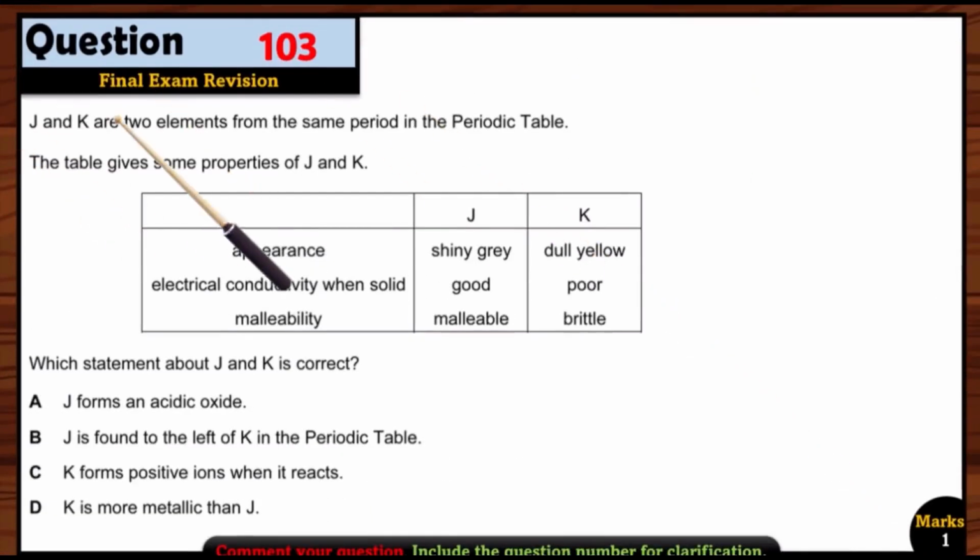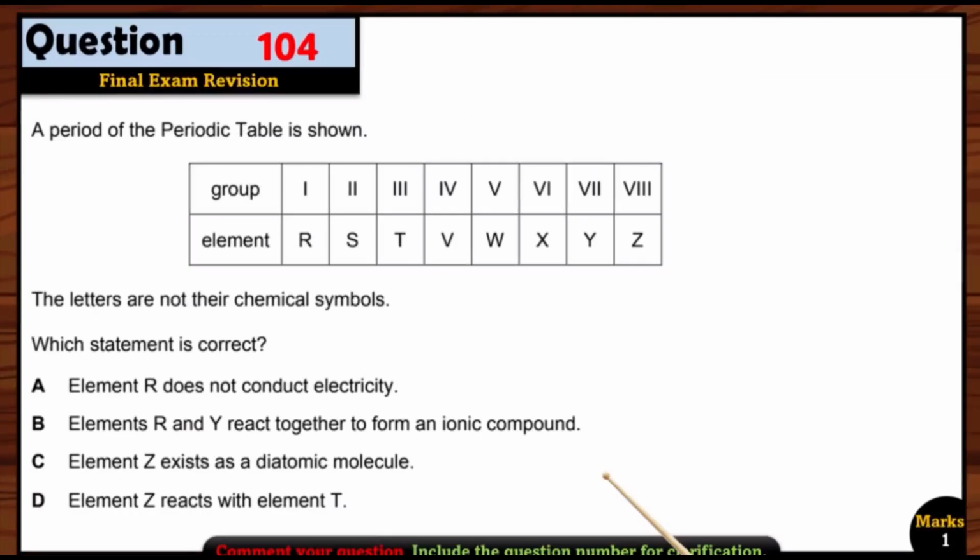Question 103. J and K are two elements from the same period in the periodic table. The table gives some properties of J and K, okay? Which statement about J and K is correct? If you see the appearance is shiny for J and for K it is dull. It means J is metallic, K is non-metallic, okay? And again, if you see this property, good, not good, right? So it means K is non-metal, J is a metal. So let's see, J forms acidic oxide, wrong. Metals always form basic oxide. J is found to the left of K in the periodic table. Yes, that's right, because J is a metal, so it's found on the left of the K, so option B is correct over here.